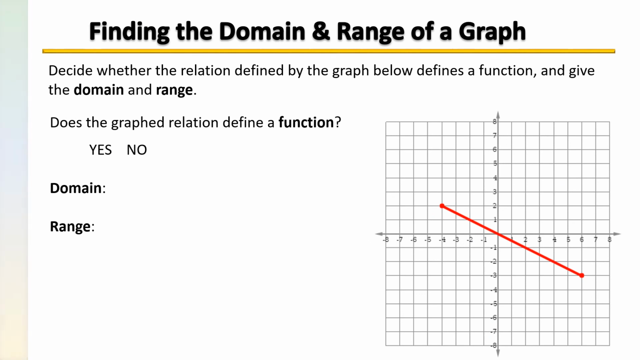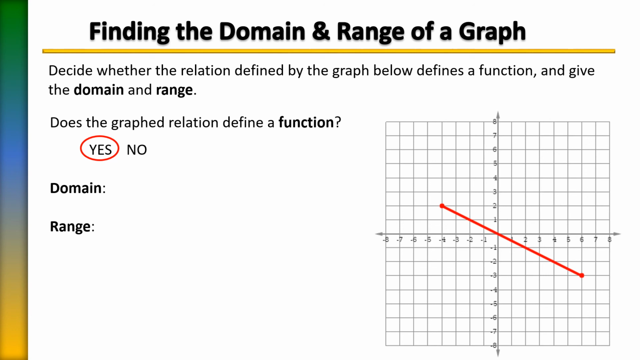In this last example, we're asked to determine whether this graph defines a function and give the domain and range. So first of all, let's determine whether it is a function or not. All we need to do is to draw or imagine a vertical line going through our graph, and as we can see, it is touching or intersecting in only one point. So therefore, yes, it is defined as a function.